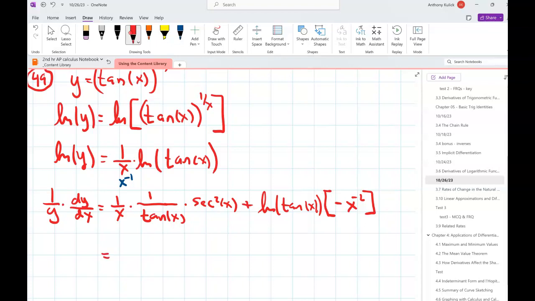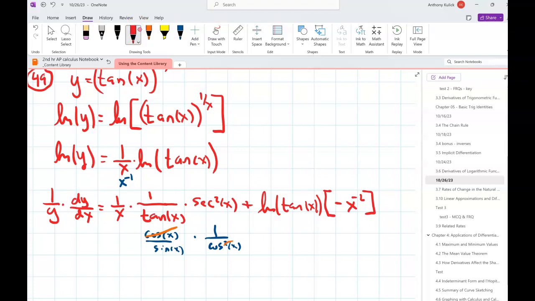Probably try to do some... That whole right side is the product rule, right? Yes. Okay. Let's try to do some trig cleanup here. So 1 over tangent is going to be cosine over sine, right? Secant squared is 1 over cosine squared. So I can nix those.